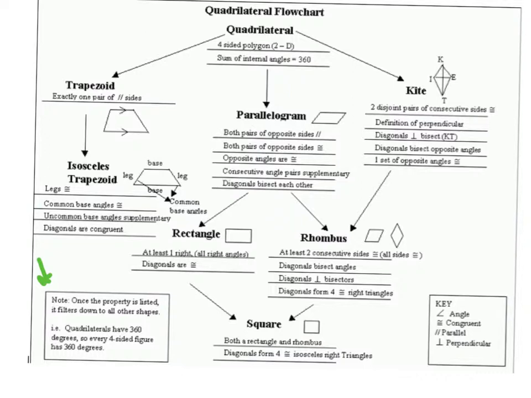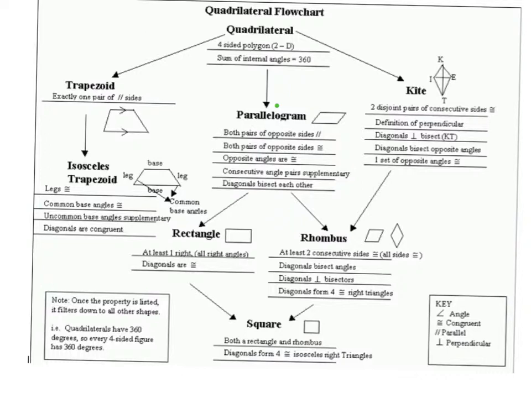So basically, if it starts in the quadrilateral, look at the quadrilateral all the way at the top, it says four-sided polygon, and then the sum of the interior angles is 360. So those two properties are going to be the same for the trapezoid, the parallelogram, the kite, the isosceles trapezoid, and everything down below it, even though it's not listed under those specific shapes. Those two things are still properties of it. So just keep that in mind as we go through this, and pause and ask questions as you have them.